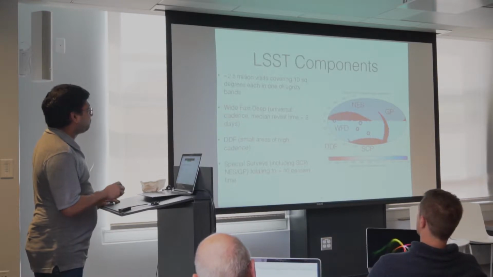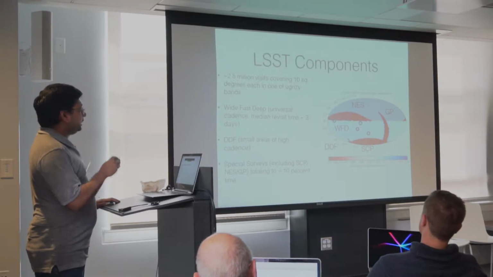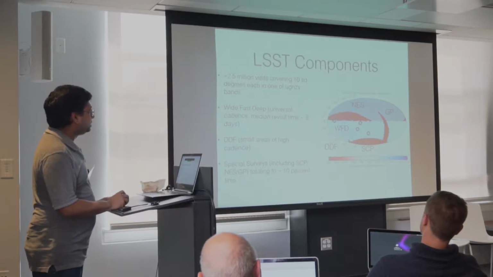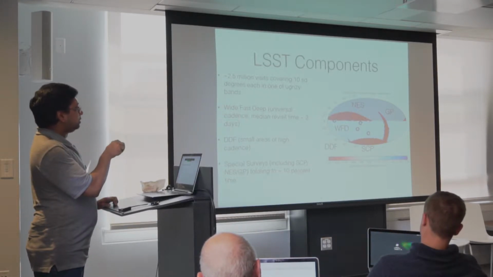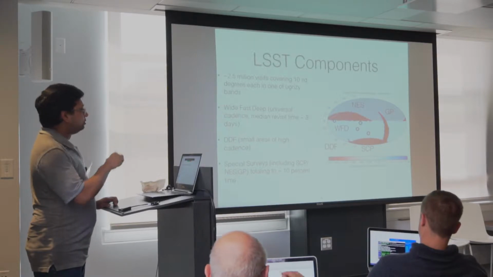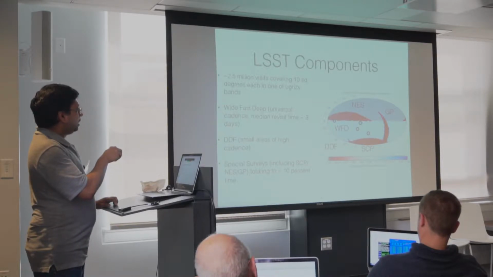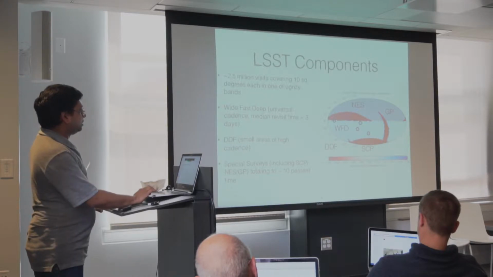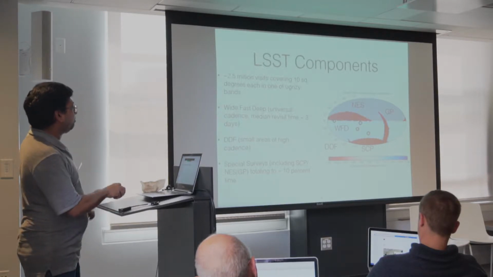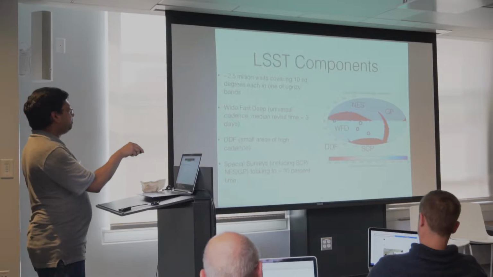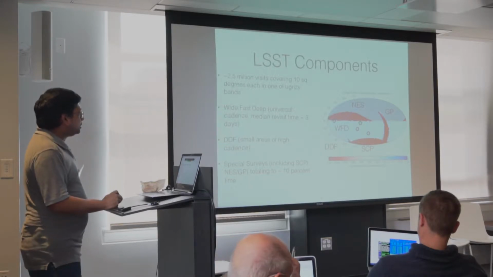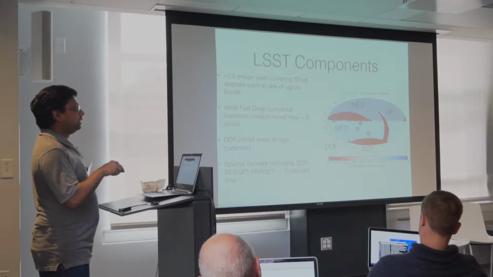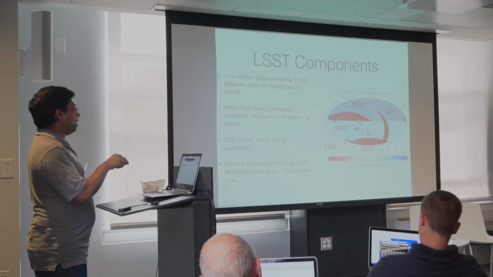There are about 2.5 million visits. Each visit is a pointing that covers about 10 square degrees. Each one is in a particular filter. It's ugrizy. There are different regions of the sky that this covers. The blue part is the wide-fast-deep. This is what we mostly talk about, where the median revisit time in some filter is about 3 days.